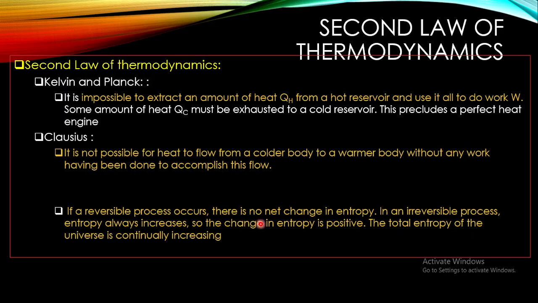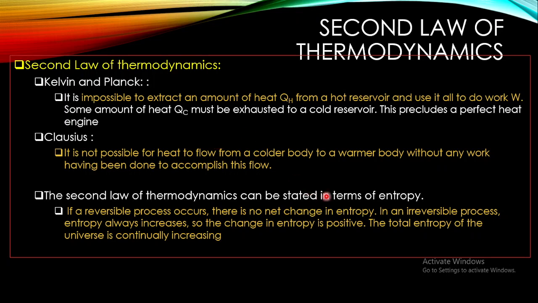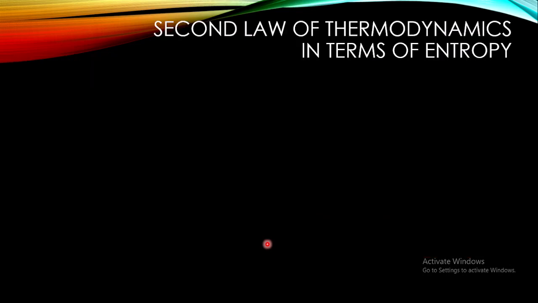So if a reversible process occurs, there is no net change in entropy, and in an irreversible process, entropy will always increase. So the change in entropy is positive for an irreversible system. The total entropy of the universe will continually increase. It will never decrease. That is the statement of the second law of thermodynamics in terms of entropy. It's a consequence of all these statements. So the second law can be stated in terms of entropy: for a reversible process, there is no net change in entropy, and if it is an irreversible process, entropy will go on increasing. So the total entropy of the universe will always increase.